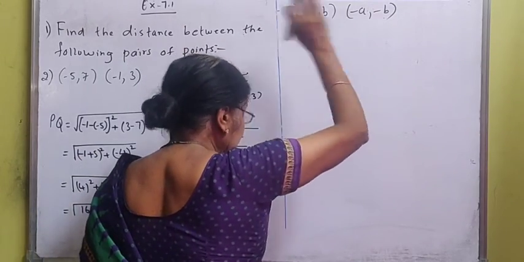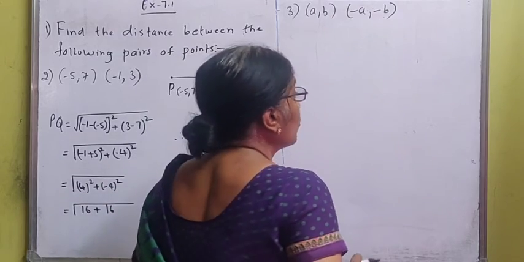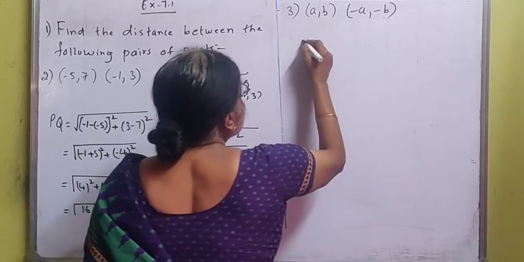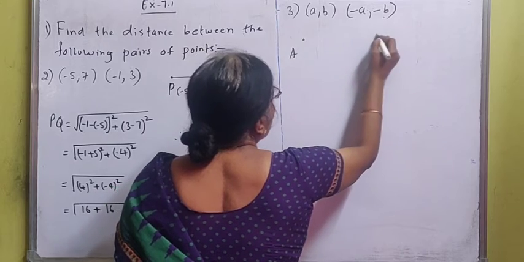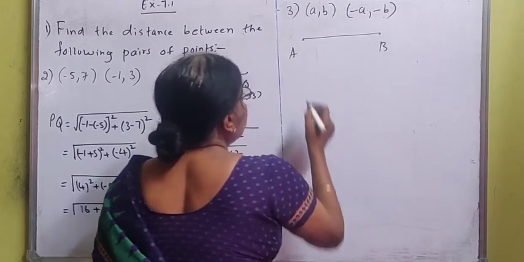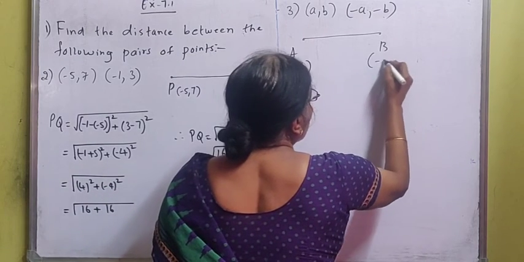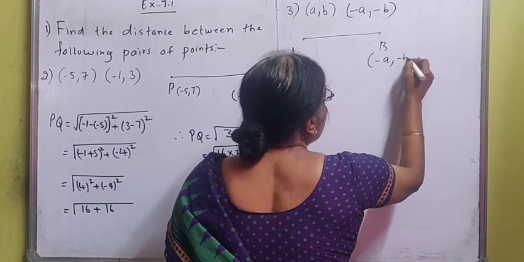A, B is one point and minus A, minus B are the coordinates of another point. So let us take that this point is A and this point is B. We have to find out the distance between A and B. Let the coordinates of point B be minus A, minus B.